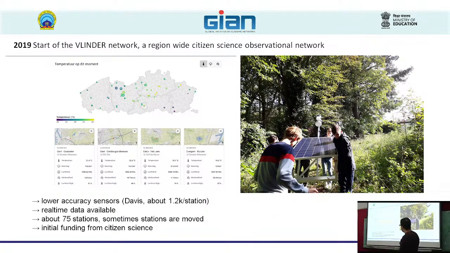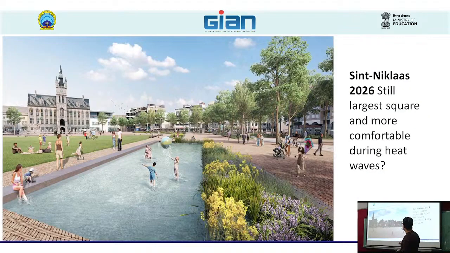Here you see a station. The cost is much less than the first one. The first one was 5,000 euro. This one is around 1,200 euro per station, and we can also have real-time data. We have 75 stations.